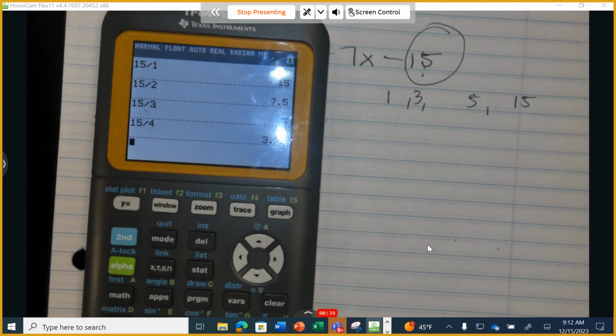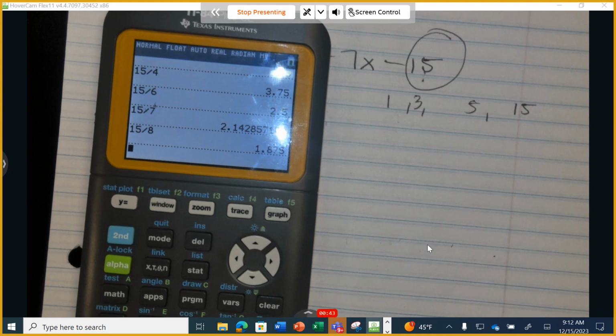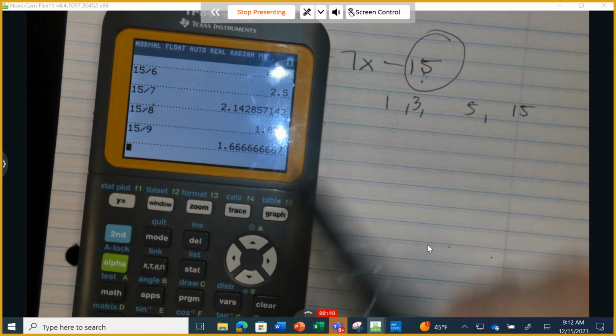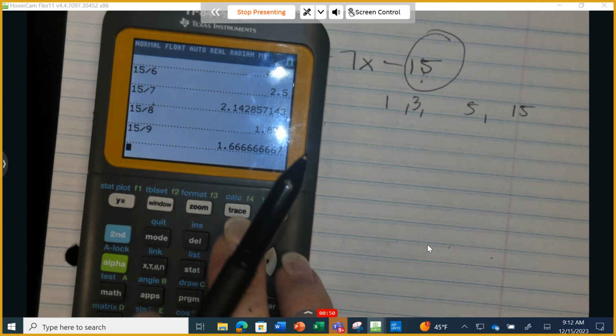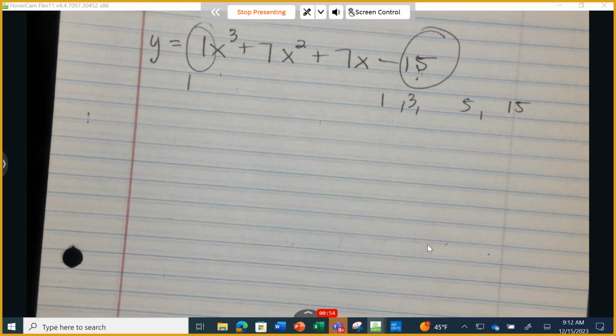And I can continue to go. 4 doesn't work. 6 doesn't work. 7 doesn't work. And I can go all the way to 15. I stop when I get to this number. You're going to see that all of them give you some type of a decimal answer. If it's a factor, it goes in evenly. The only factors of 1 would be 1.